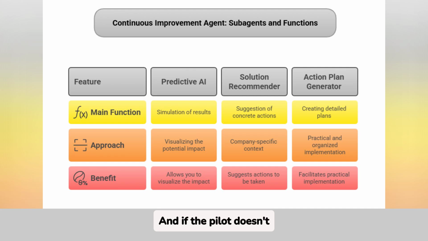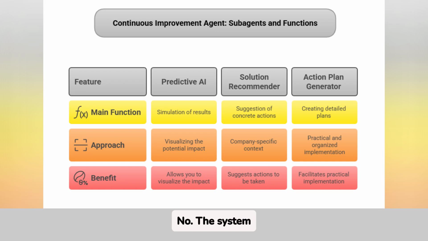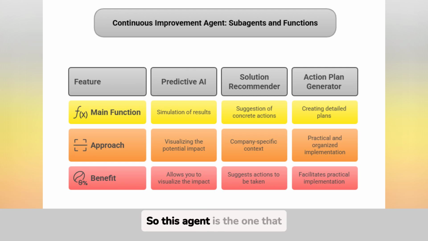And if the pilot doesn't work, what happens? Does everything stop? No. The system adjusts. It learns from the failure, identifies why it didn't work, recalibrates the proposal, and tries again if it's worth it. And if it detects errors during execution, it notifies the implementation and monitoring agent, who we'll cover in the next video. Okay.